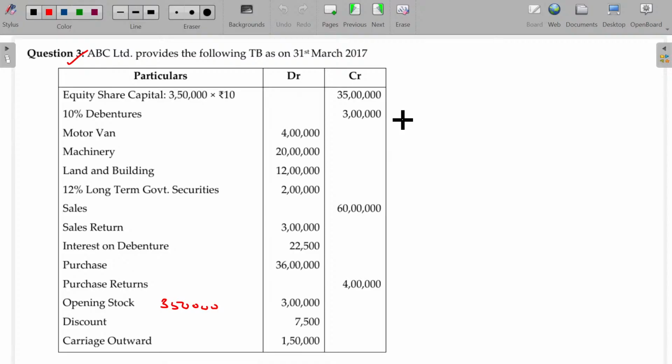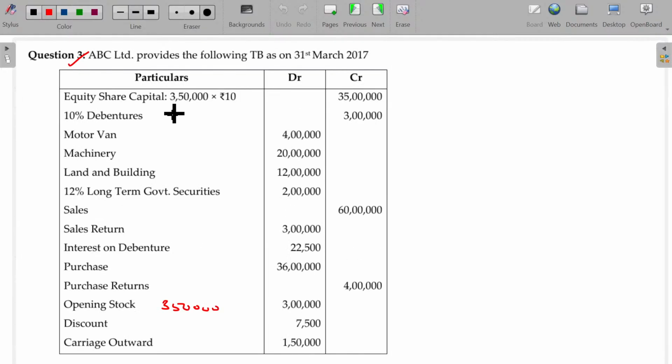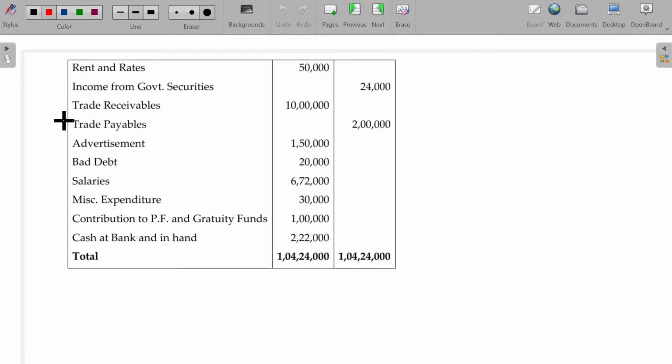Depreciation for motor vehicle, machinery and land and building. Motor vehicle 10, machinery 20, land and building 5%. Miscellaneous expenditure includes 20,000 as audit fee. So audit fee in this being 20,000 rupees.